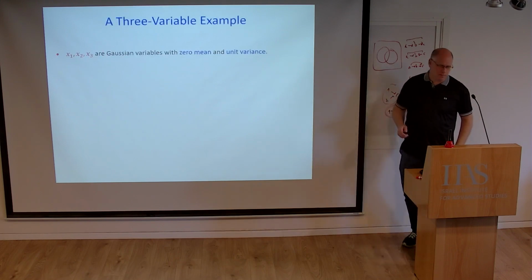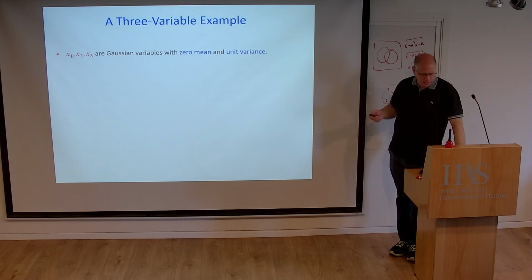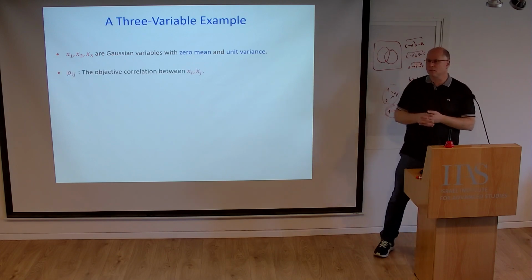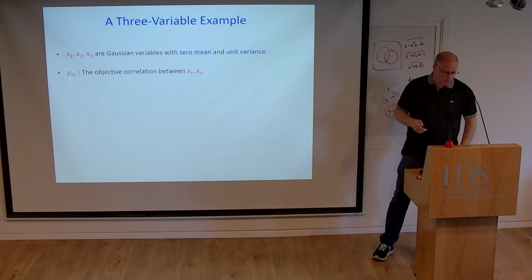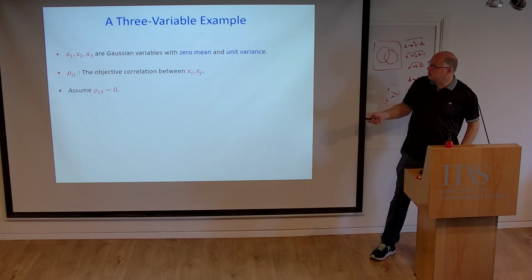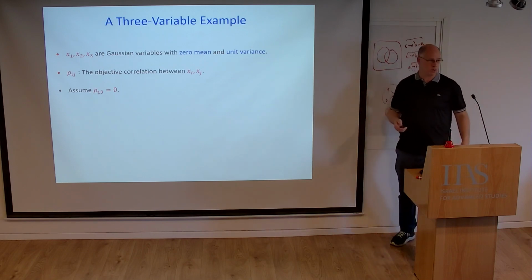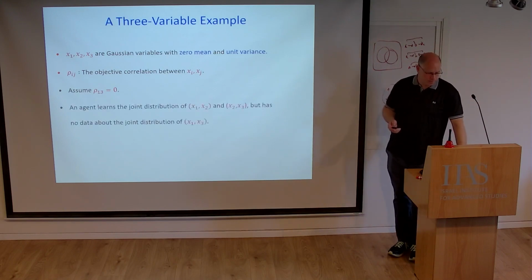So let's start with an example. Three variables, all Gaussian, zero mean and unit variance. I'm just making them standard so that everything is without loss. It's just easier, so that the only thing that is relevant about the data is the correlation matrix between those three variables. True to form in this lecture, the correct correlation between 1 and 3 is 0, so x1 and x3 really are independent.